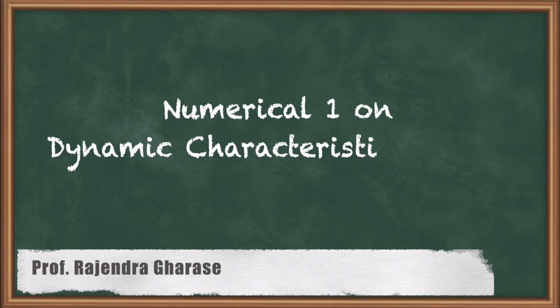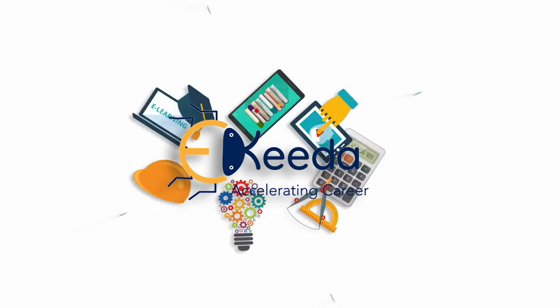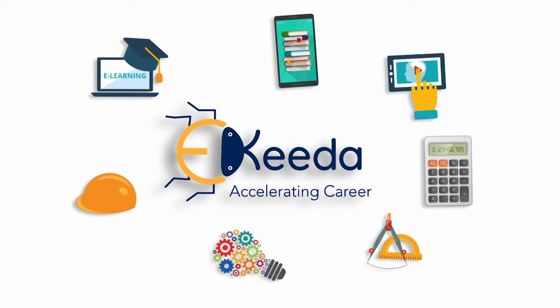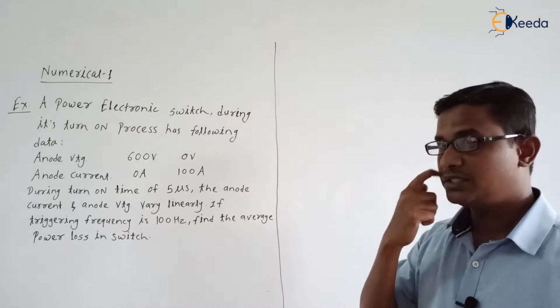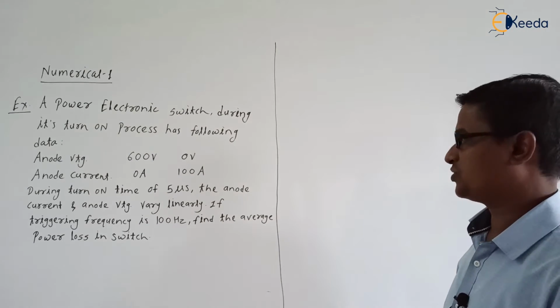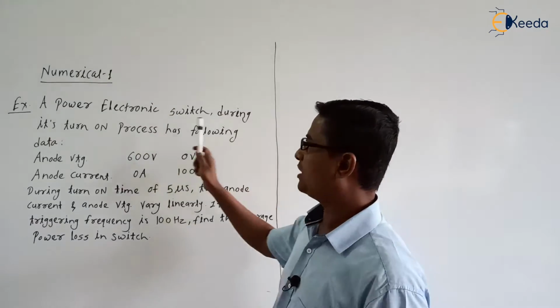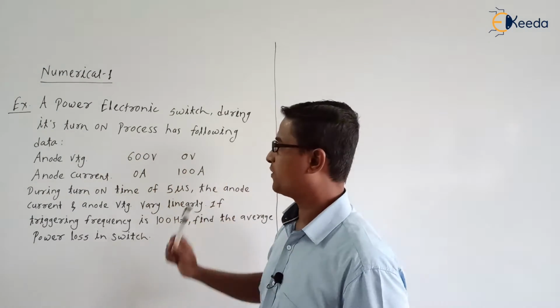Hello friends, in this video we are going to discuss the numerical based on turn on and turn off of SCR. Okay, so please read the example carefully. A power electronic switch during its turn on process has the following data. Okay, means they have given that during the turn on process it has the following data.